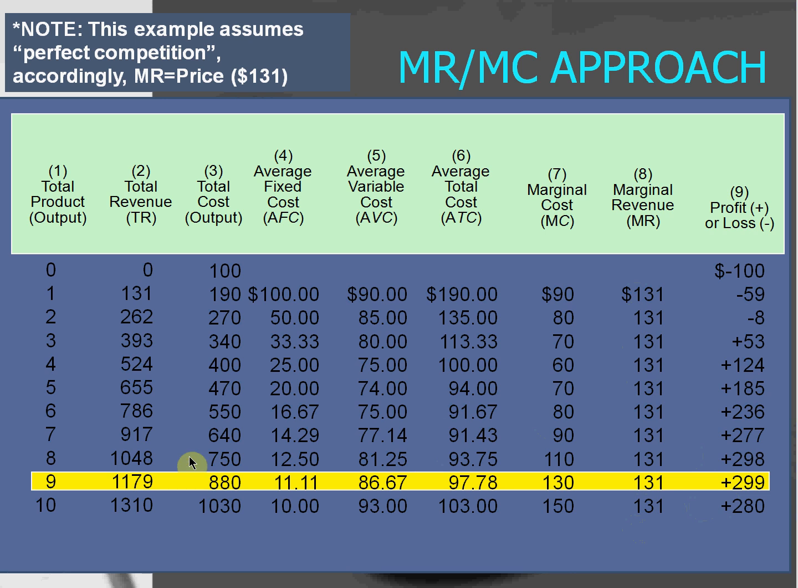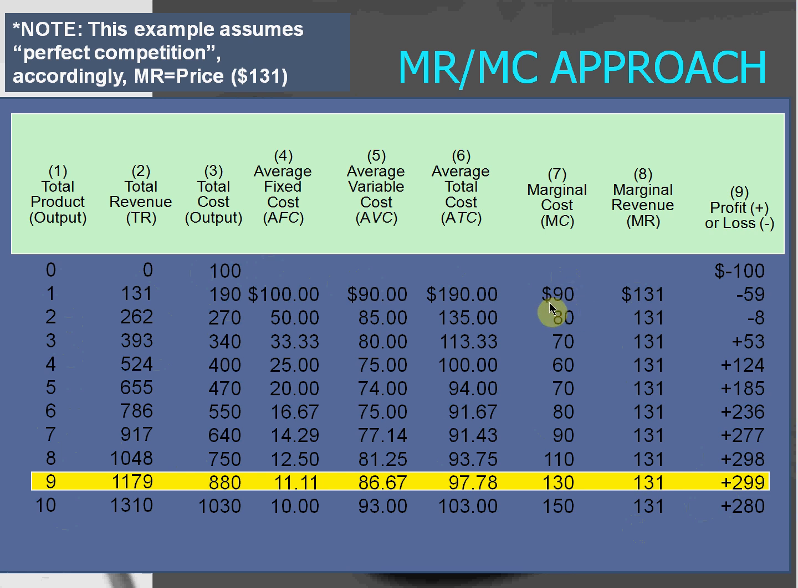Here, let's look at the columns. We again start with the total output or quantity output of widgets. The next columns are total revenue, and then we have a total cost output. Next, we start to look at the fixed costs, the variable costs, the average costs, and then we end up with a marginal cost calculation.